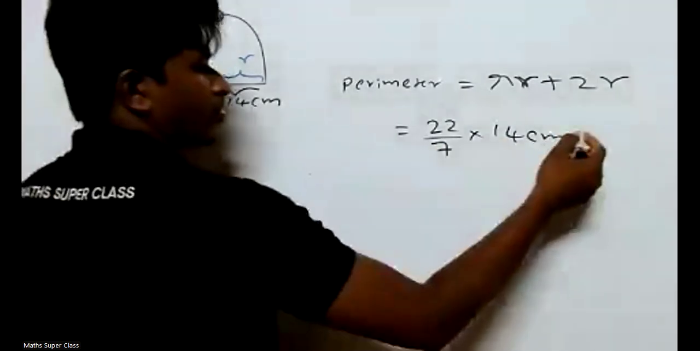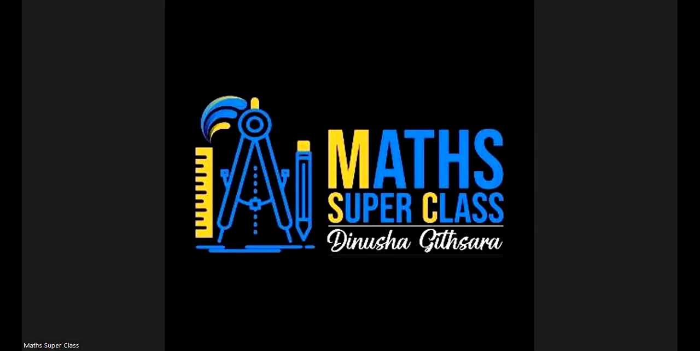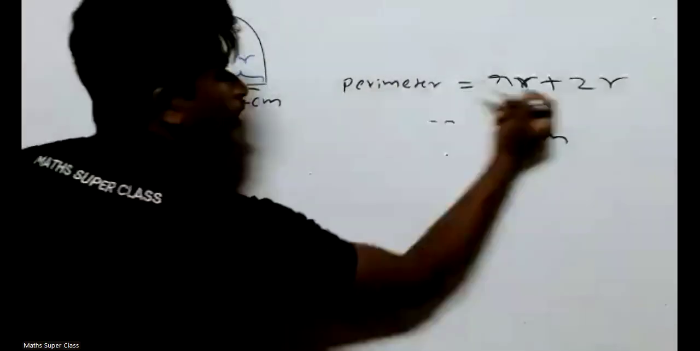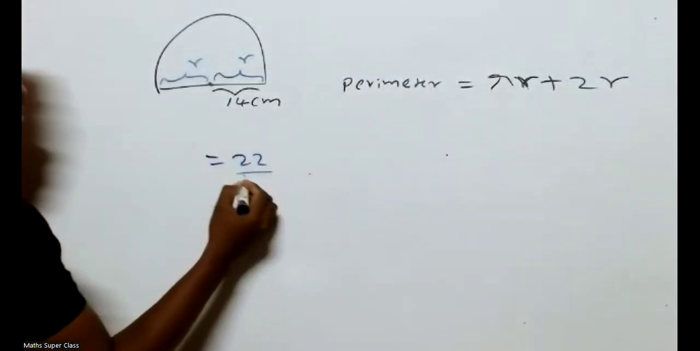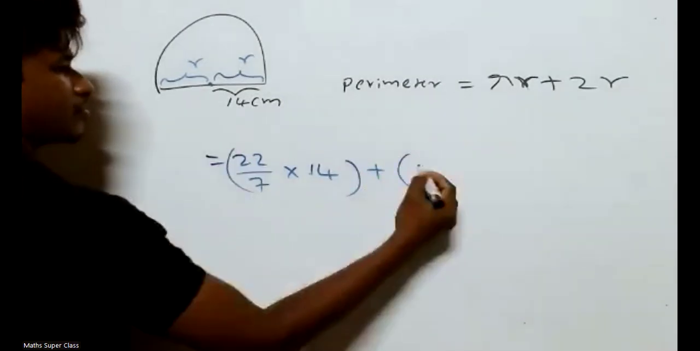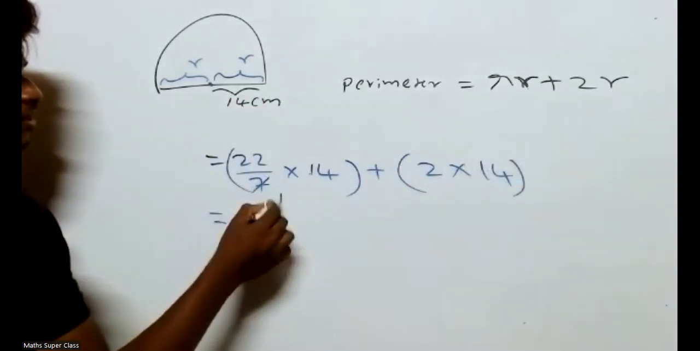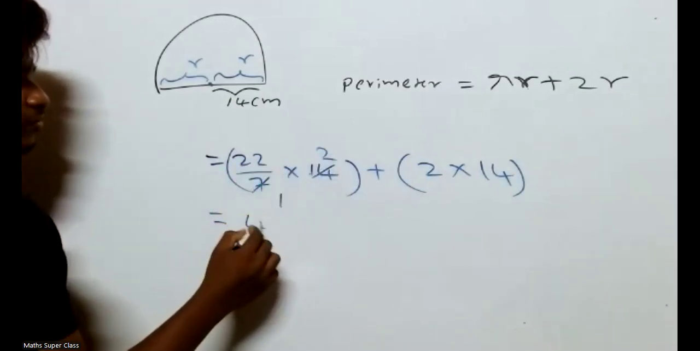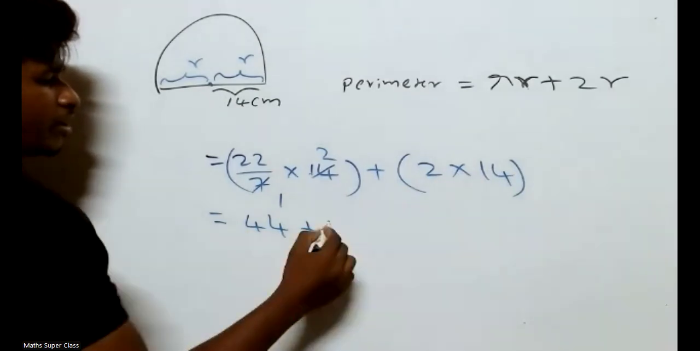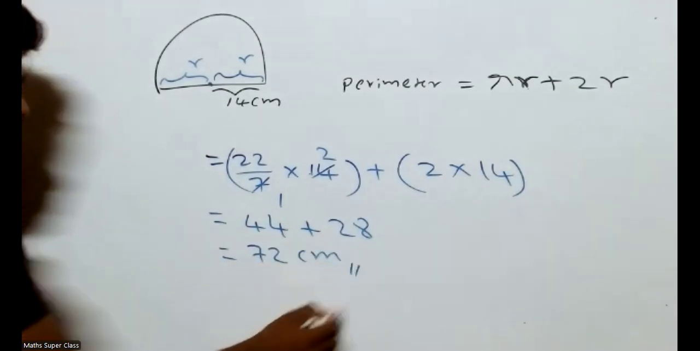Then 22 over 7 into r, which is 14, gives 44. Plus 2r, and 2 into r means 28. 22 into 2 is 44. 44 plus 28 means 72 centimeters. Samir, got it?